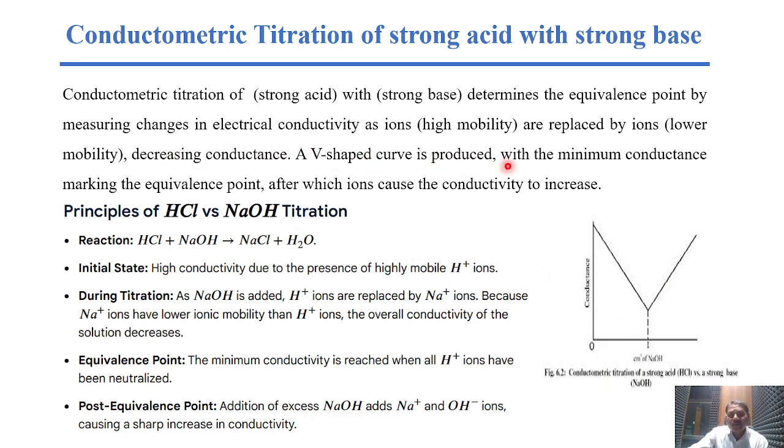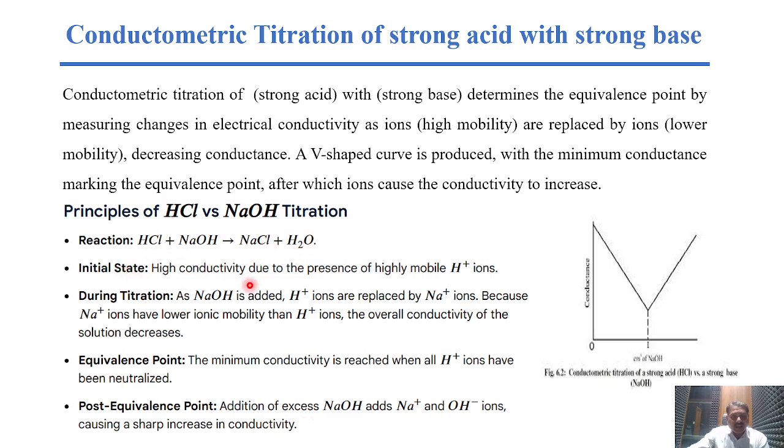A V-shaped curve is produced with the minimum conductance marking the equivalence point, after which excess ions cause the conductivity to increase. So this is a V-shaped graph. From this graph we can draw a perpendicular on the x-axis, and from that volume of NaOH we can determine the equivalence point of the titration. So what is the principle behind this titration, what is the reaction? HCl plus NaOH gives NaCl plus H2O. So neutralization reaction takes place and salt and water are produced.